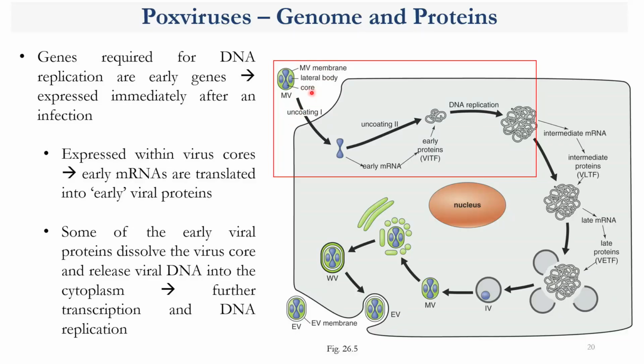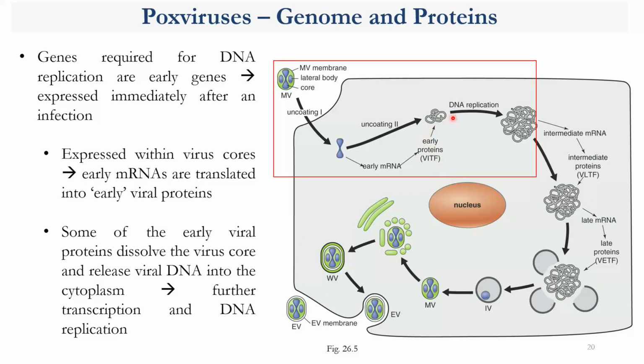So here's your MV particle. In this case, it's uncoated here once it binds to the cell. And within your core, you're going to make the early mRNA. Okay? Now, like I said, this is happening within the virus core. So your genes required for DNA replication, they get expressed within the core where you translate these early mRNAs into early viral proteins. So you make the early mRNA and you make the early viral proteins.